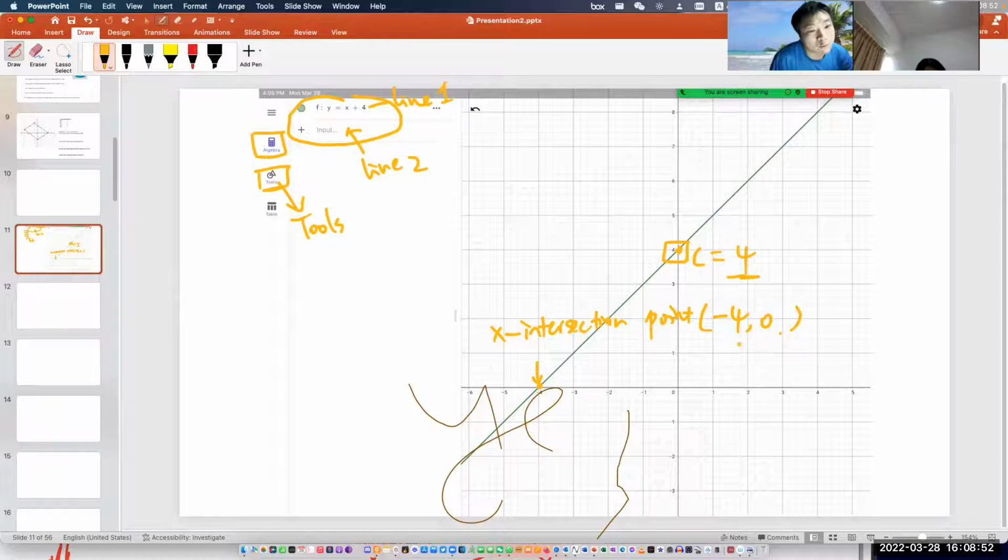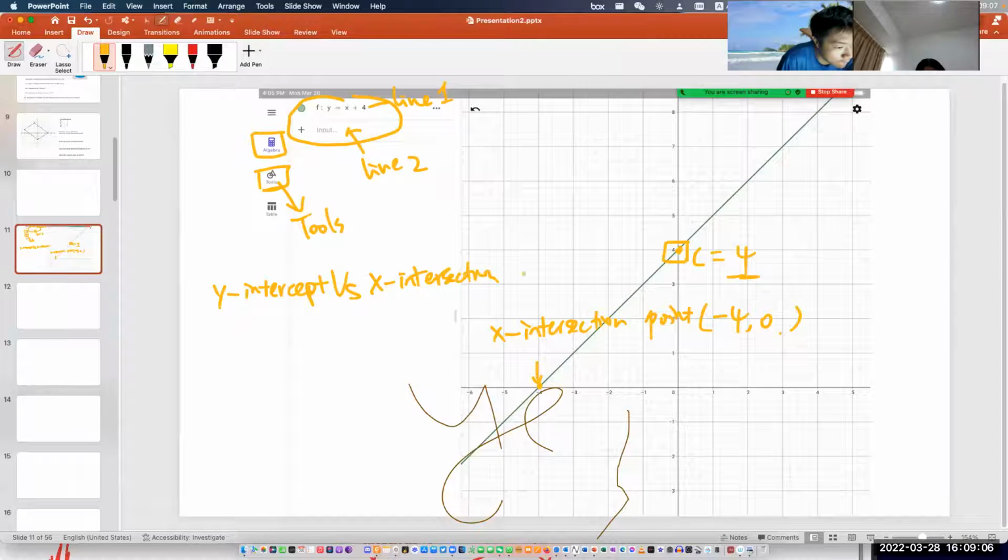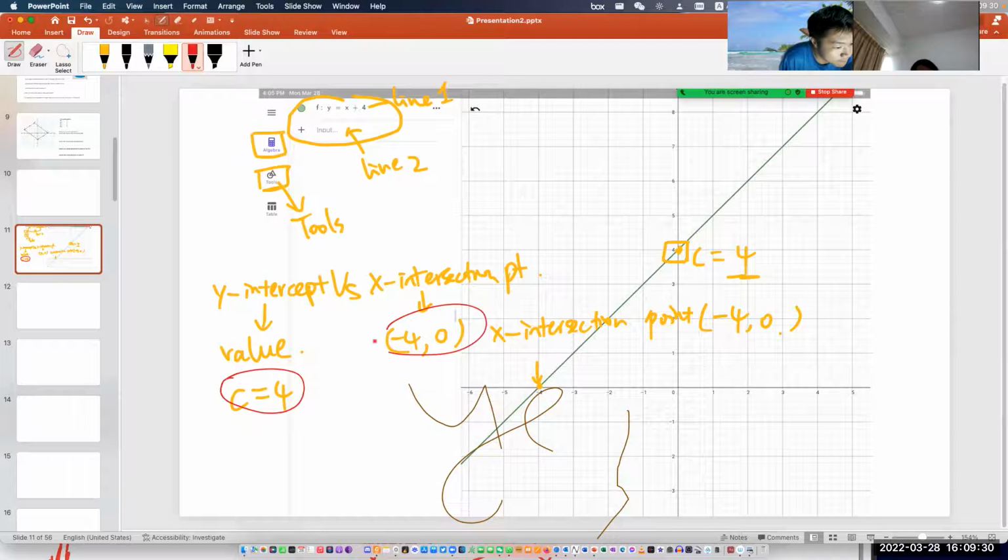What I want you to distinguish is the difference between the y-intercept versus the x-intersection point. The y-intercept is a value. The x-intersection point is given in this format. So please differentiate. In this case, the y-intercept is c equals 4, where 4 is a value, while the x-intersection point is given in this format, -4 and 0. Can you see the difference?